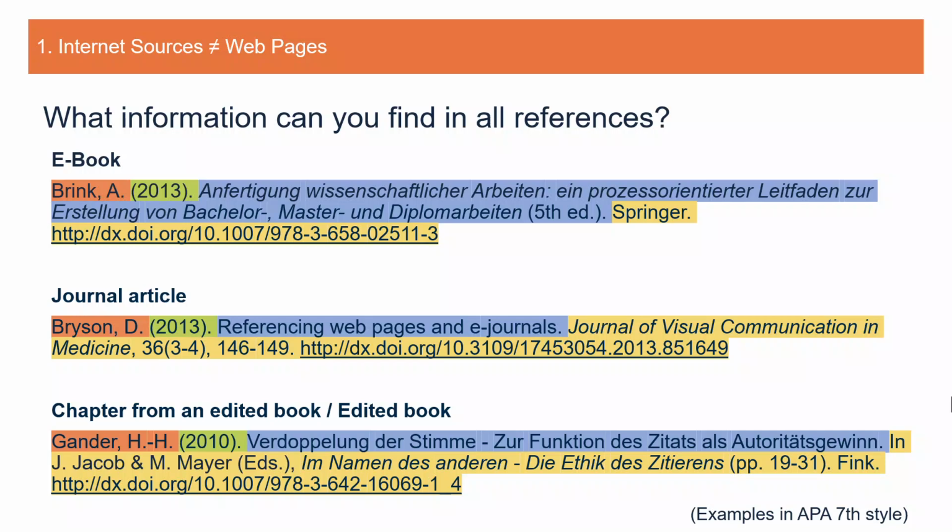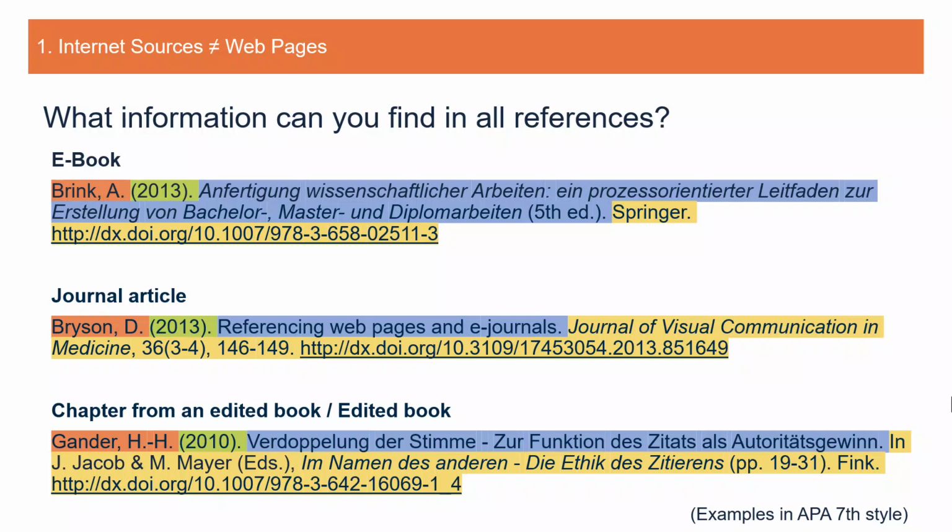And in the third example, we have the editors, the name of the book the article was published in, the pages on which the article was published in the book, the name of the publisher, and the URL. So very different pieces of information. But what they all have in common is that they all tell us where this article or this piece was published. Published by a publisher, published in a journal, or published in a book.